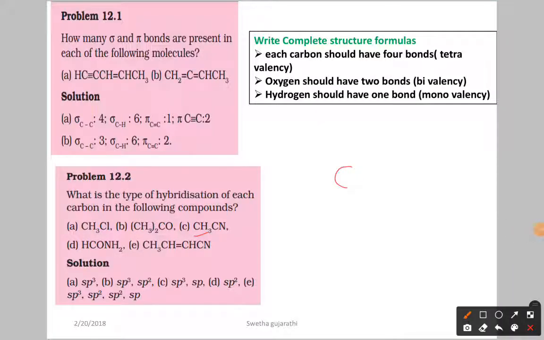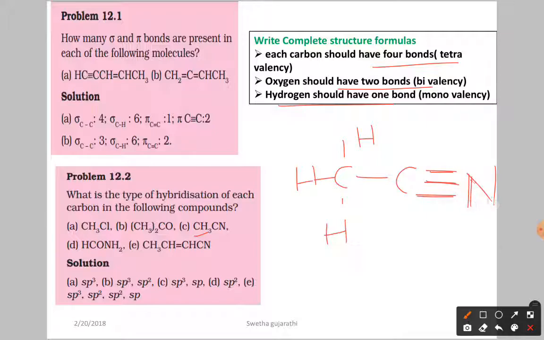Here the first carbon has the 3 hydrogen atoms, and the other carbon has the nitrogen with a triple bond. Already we discussed, carbon valence should be 4, oxygen valence should be 2, hydrogen valence should be 1, meaning only one bond, and nitrogen valence should be 3. So here you can see the valence is satisfied for each carbon atom along with the nitrogen and hydrogen. Let us see the hybridization here.